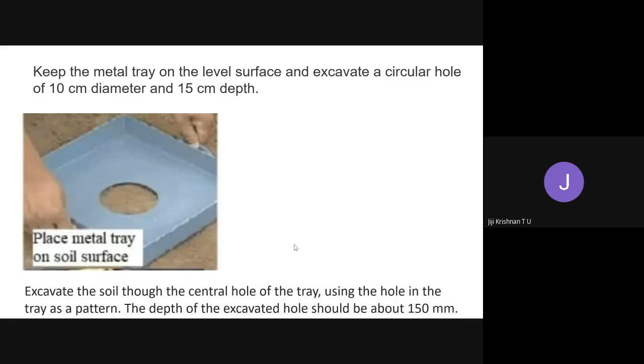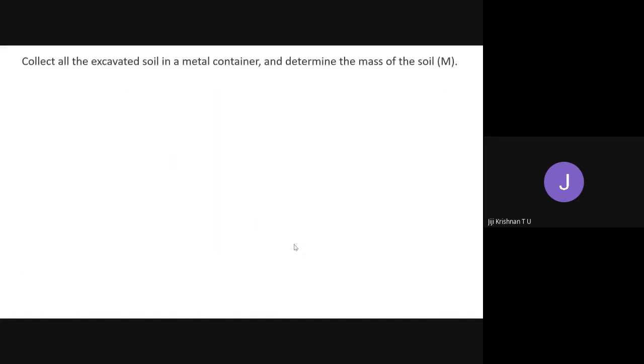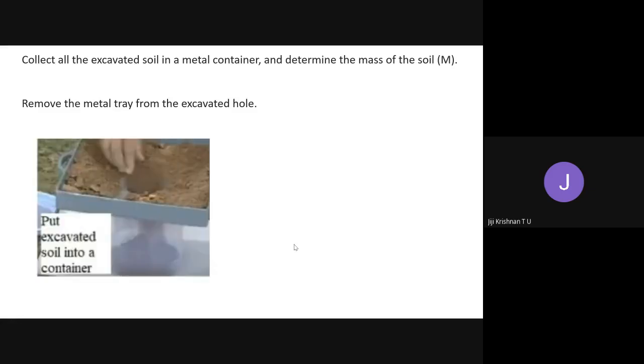Excavate the soil through the central hole of the tray using the hole in the tray as a pattern. The depth of the excavated hole should be about 150 mm. Collect all the excavated soil in a metal container and determine the mass of the soil. Remove the metal tray from the excavated hole. Put excavated soil into a container. Then we have to weigh the soil.